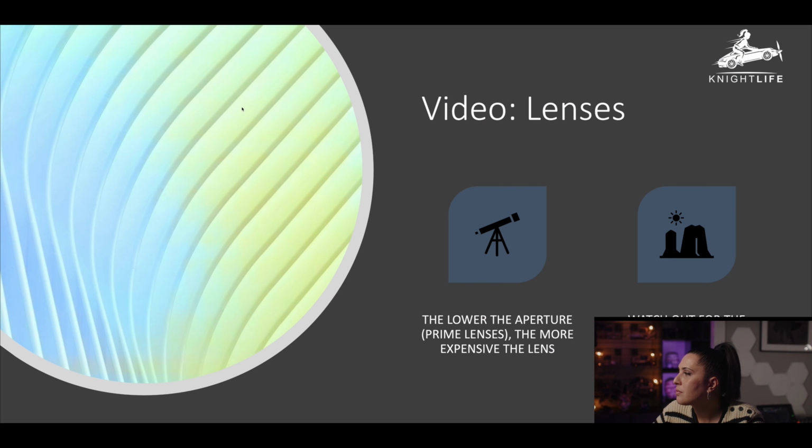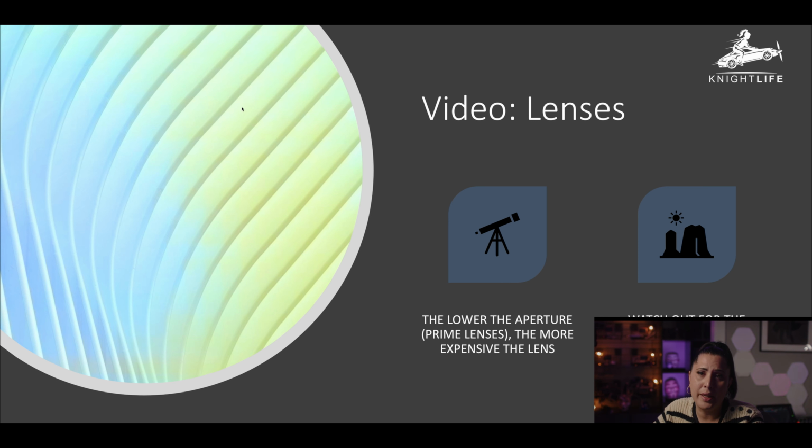All right. So video lenses, these are the two most important things that you need to remember with lenses. The lower the aperture on prime lenses, the more expensive the lens. So like an f-stop of 2.8, 2.4, 1.8, as you get lower, a prime lens that supports much lower apertures is going to be way more expensive. So the lower the aperture capability of the lens, the more expensive the lens is going to be.